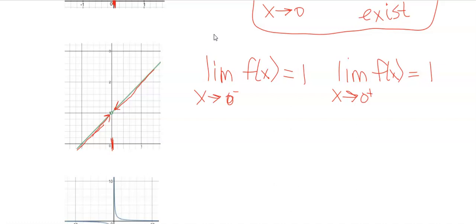Now, even though there's a hole there in the graph, the limit from the left is equal to the limit from the right. There's a discontinuity there, but for limits, that doesn't matter. So we can say that the limit does exist, even though there's a hole there, of f of x is equal to 1. That would be our conclusion for this problem.